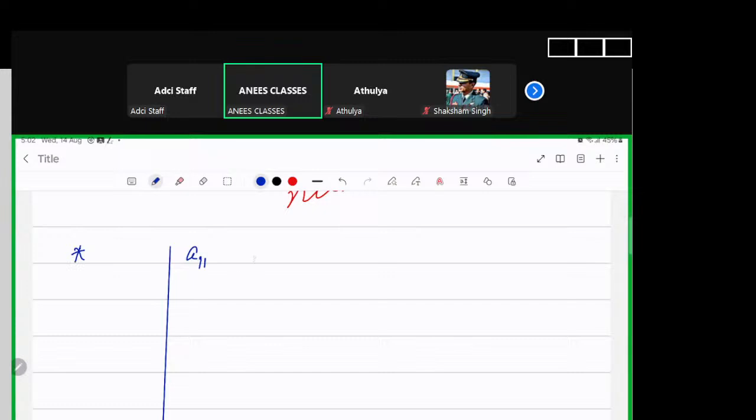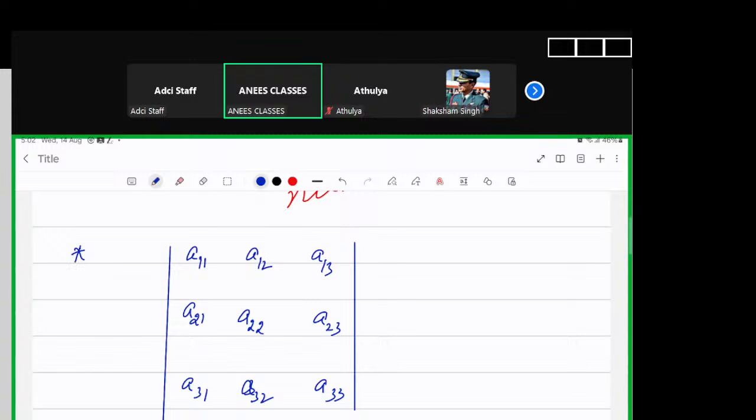3 by 3 will have A11, A12, A13, A21, A22, A23, A31, A32, A33. I'm writing the reference here. I will not write the reference each time, I'm writing the reference only one time, okay? Where you will find 1 1, here you will find A11, where you will find 1 2, you will find A12, where you will find 1 3, A13, and 2 1, A21. Understood, Saksham? Yes, sir.